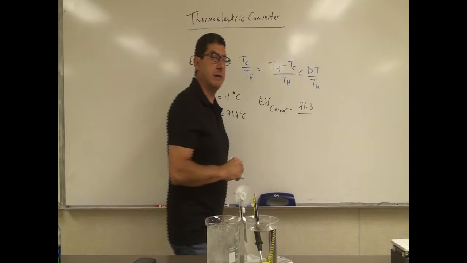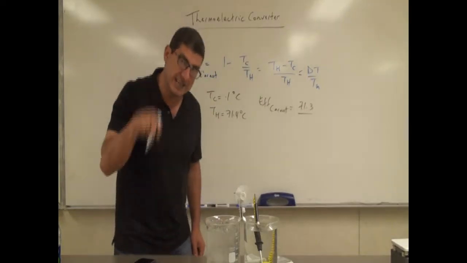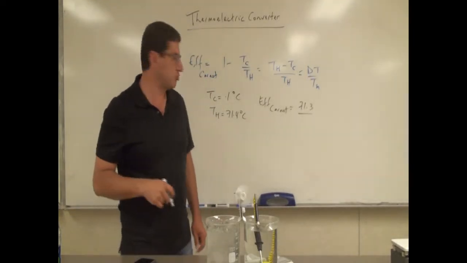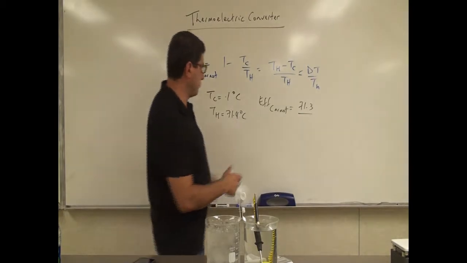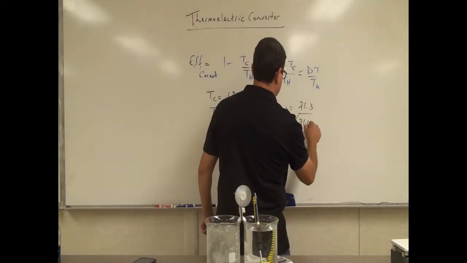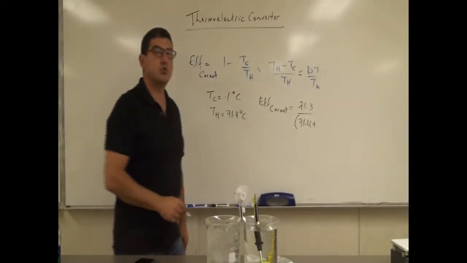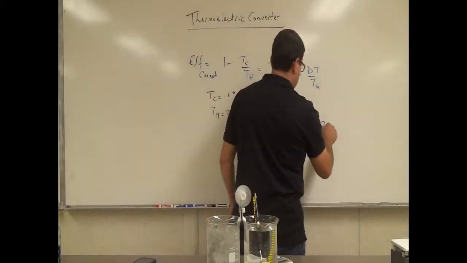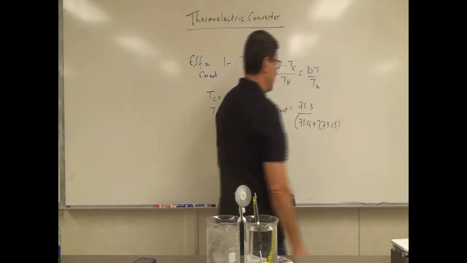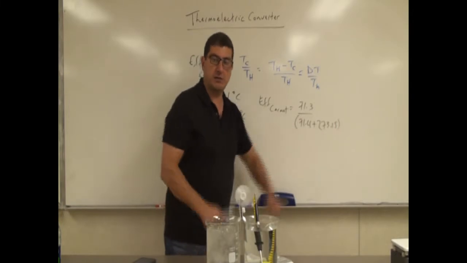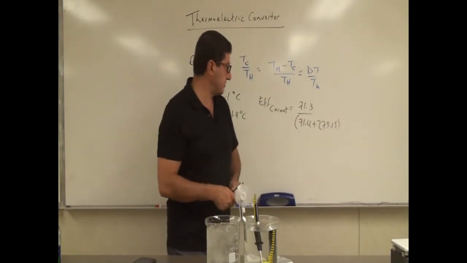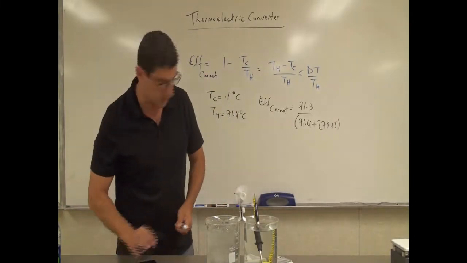Then I divide it by the temperature of the hot reservoir in Kelvin. Now I have to convert it to Kelvin. So the temperature of the hot reservoir, 71.4, then I add 273.15. And that's the conversion between Celsius to Kelvin, right? So then I'm going to get here, right?